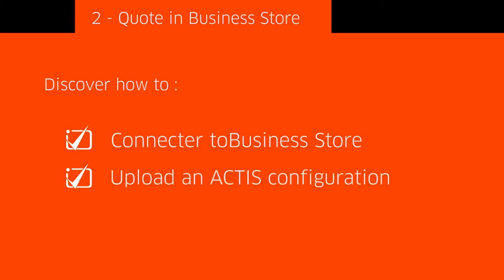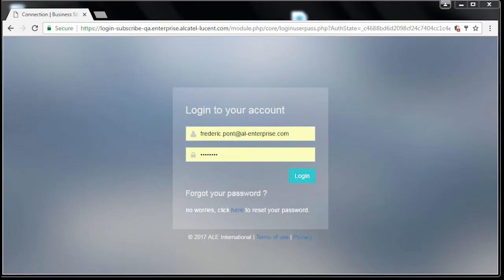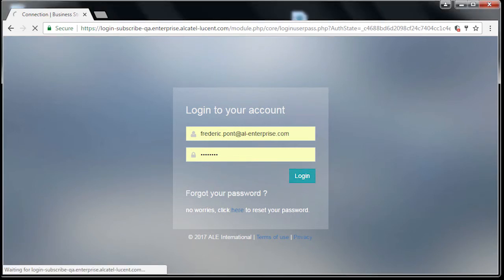This step will describe how to connect to the business store to create a quotation. We'll see how to connect, upload an ACTIS file, and quote software assurance. An up-to-date login and password are needed to gain access to the business store. By clicking on Login, I open the main welcome page.